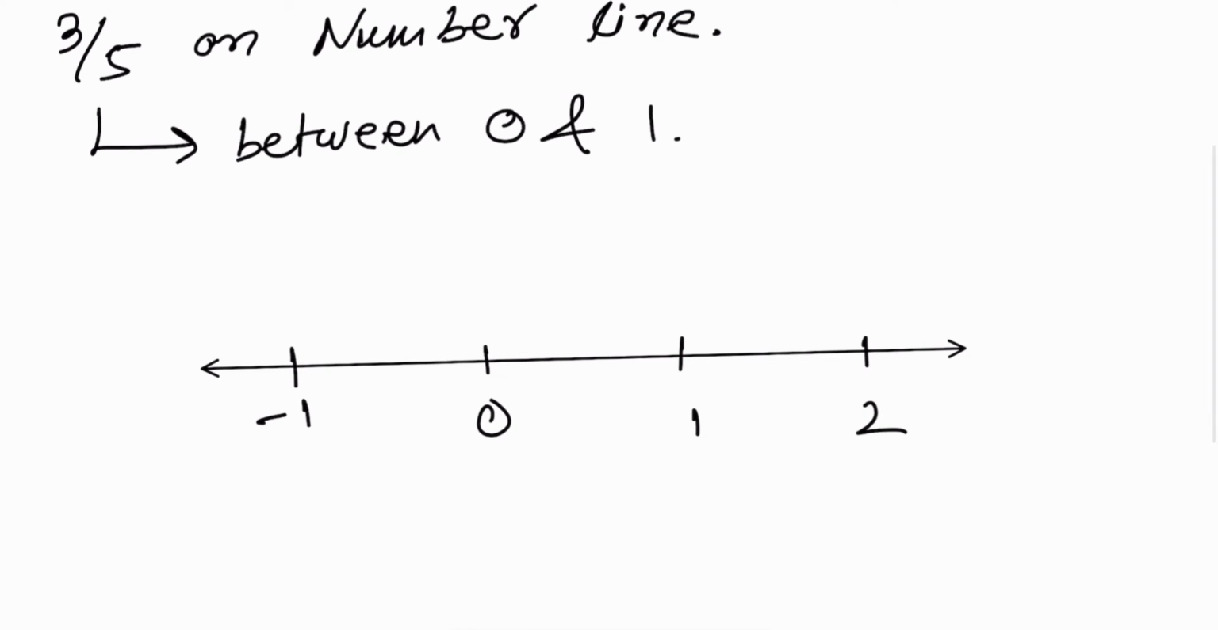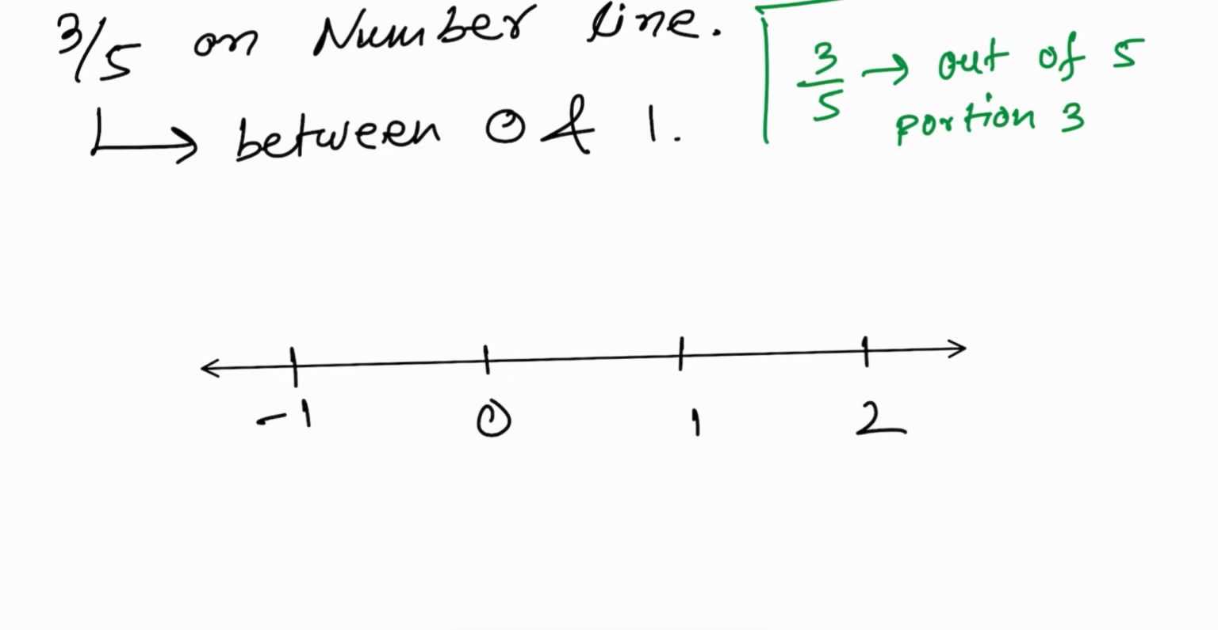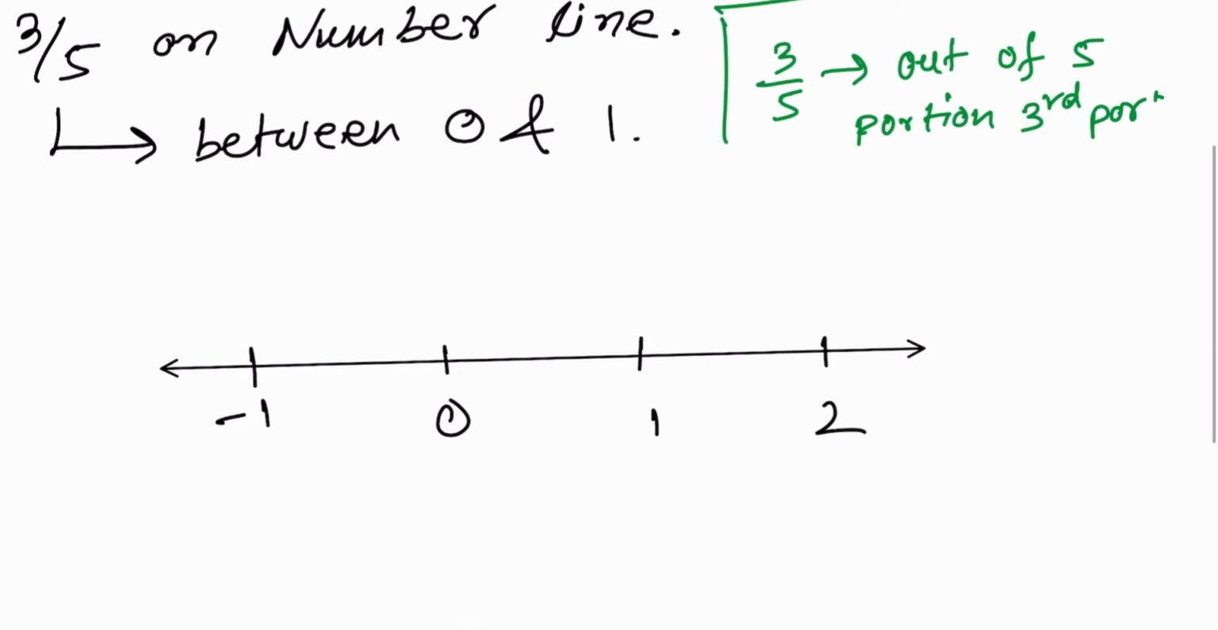Observe the fraction. 3/5 is there. That means you choose 3 parts out of 5 parts. If you see your hand, there are 5 fingers, so you have chosen 3 fingers out of 5 fingers. That means 3 out of 5. So out of 5 portions, the third portion. We can say it like that.